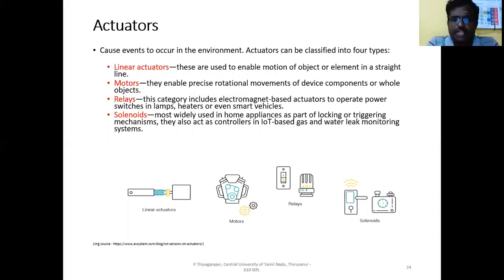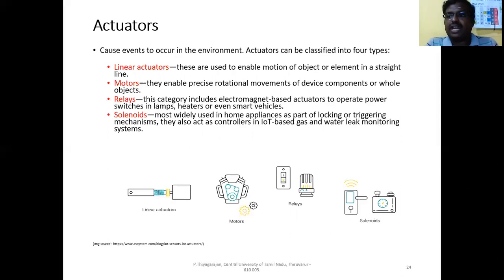There are nearly four types of actuators, and I have given them in a figure: linear actuators, motor actuators, relays, and solenoids. Linear actuators are used to enable motion of an object in a straight line. Motors enable the rotational movement of device components or the whole object. Relays, this category includes electromagnet-based actuators to operate power switches in lamps, heaters, and even smart vehicles. So on and off has to be done with relays. And solenoids are mostly used in home appliances as part of locking and triggering mechanisms.